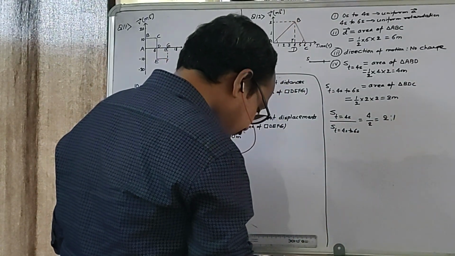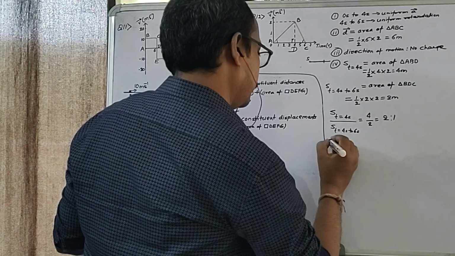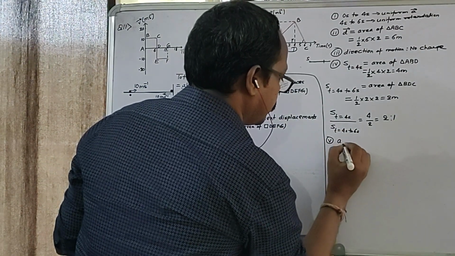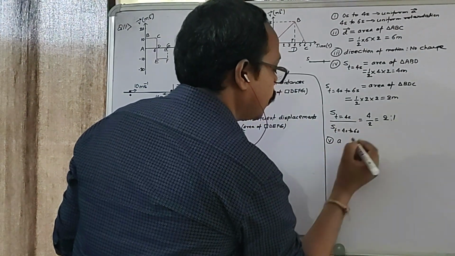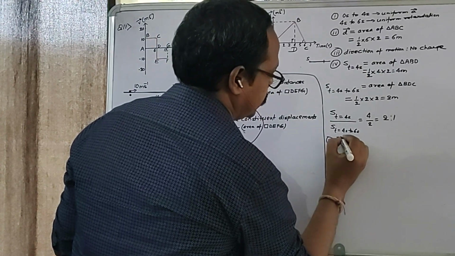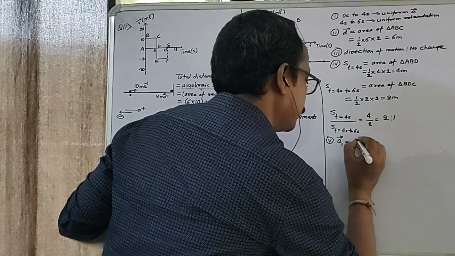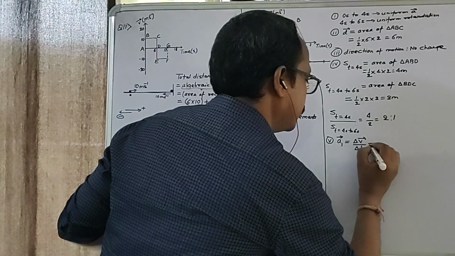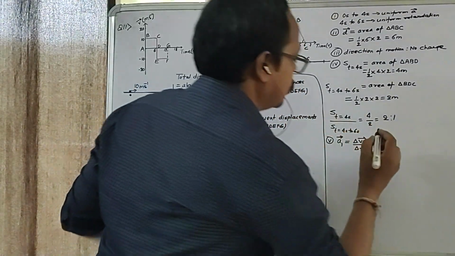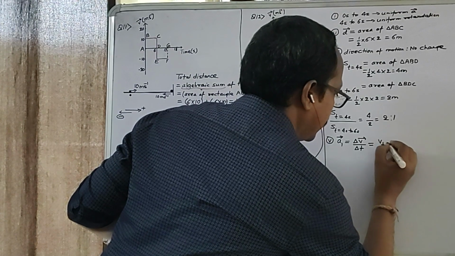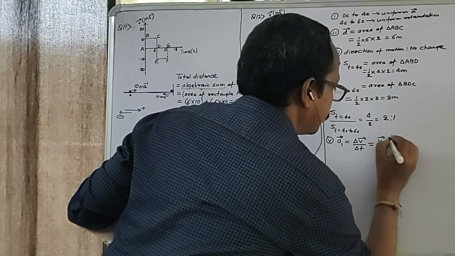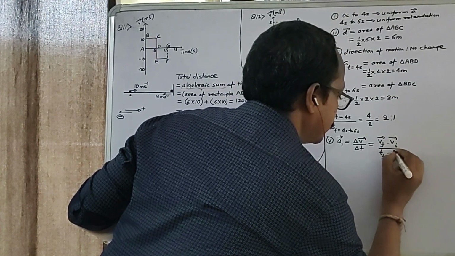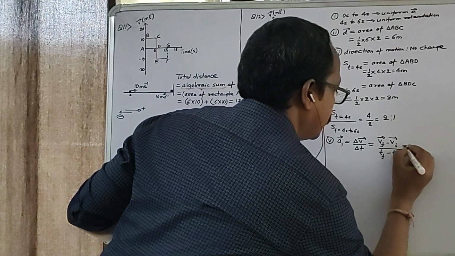Fifth part: find the acceleration from 0 to 4 seconds. Okay, fine. Find the acceleration from 0 to 4 seconds, right? So, acceleration from 0 to 4 seconds, let us call it A1, right? It is the rate of change of velocity upon delta t. Velocity means final velocity minus initial velocity, upon final time stamp minus initial time stamp. What is that?